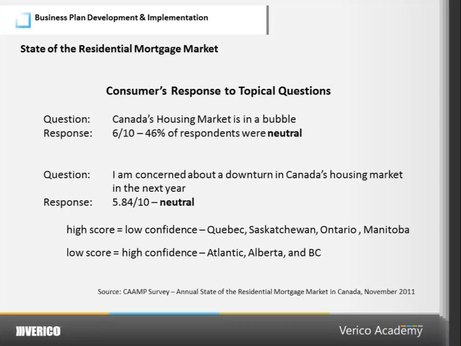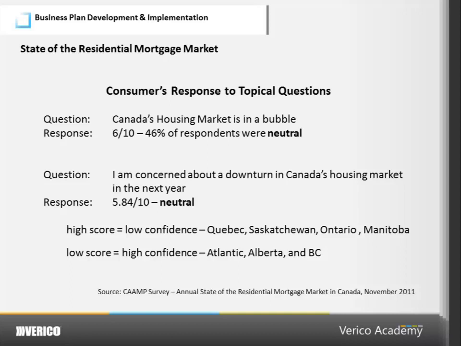What we've done is taken the CAMP survey, which is done twice a year, in the spring and in the fall, and we're providing you with some information or statistics from that survey. The first thing we're offering to you is the consumers and what they feel about the economy and the way things are going. The question that was posed to the Canadian consumer was, Canada's housing market is in a bubble. 46% of those surveyed responded with a 6 out of 10, which is considered to be a neutral response.